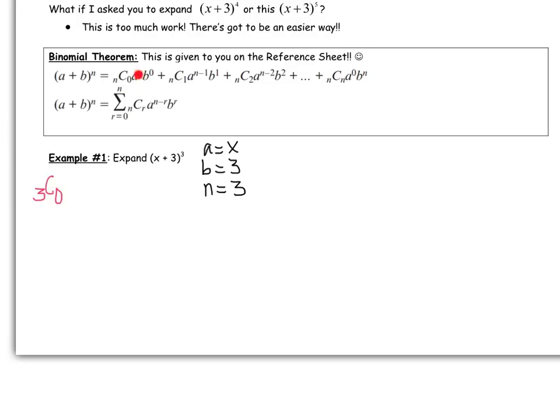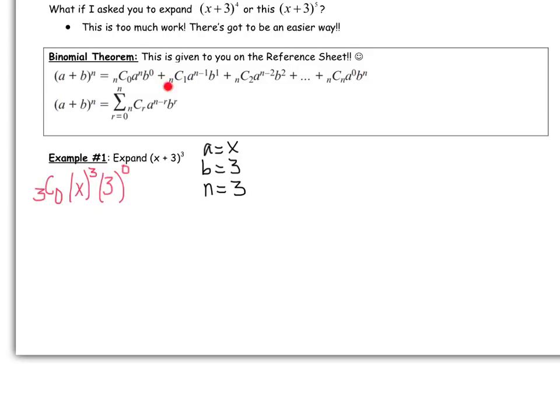And then what comes next in the formula? It says a to the n. So what's my a here? a is the first term, so a is x. And it says raise it to the n power. The n power here is 3. Then comes b, b to the 0. b is 3, so 3 to the 0. Instead of writing them horizontally with the plus sign, I'm going to write them down vertically just because I think it's easier.